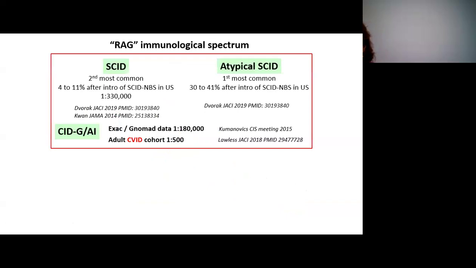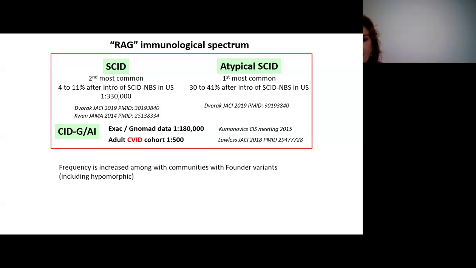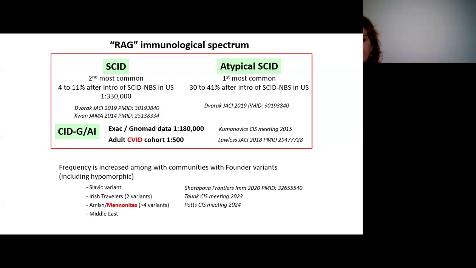Other fun facts is that RAG deficiency is the second most common SCID gene and the first most common atypical SCID gene. So the more atypical you become, the more likely that RAG deficiency will be among the top genes. And the frequency is actually pretty high among some of the founder variants. So we work with patients from the Middle East, Irish travelers in the US, Mennonites, and Slavic patients in Eastern Europe.